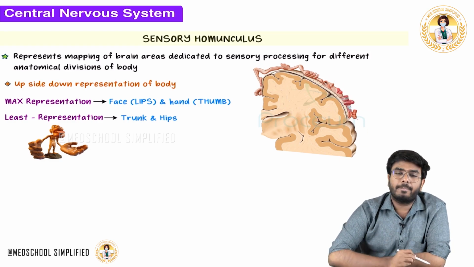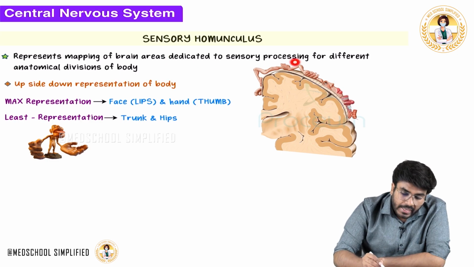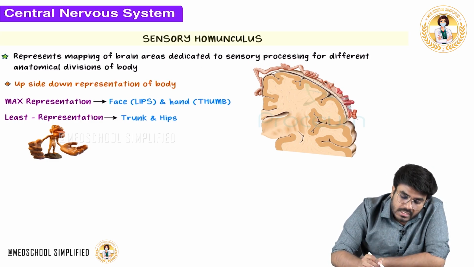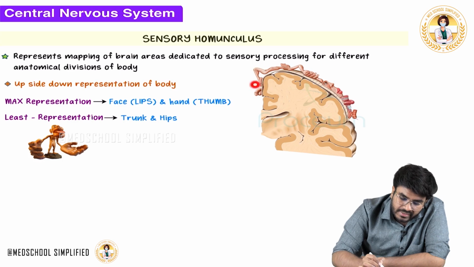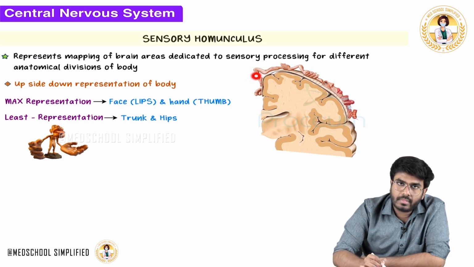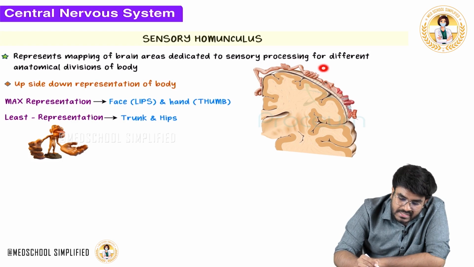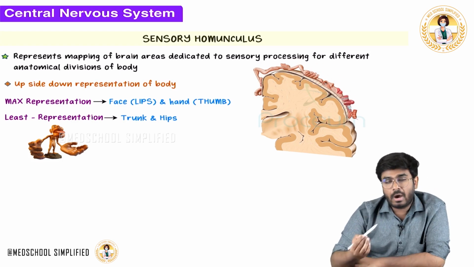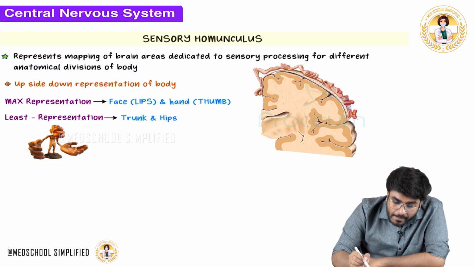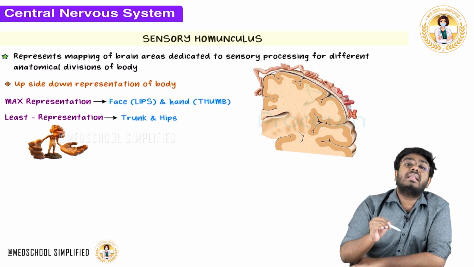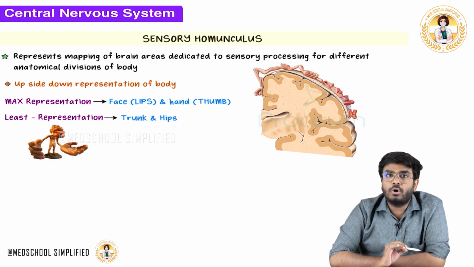I am mapping them based on what? Dedicated to sensory processing, which means this part of the cortex is receiving the sensations from the genitalia. This part of the cortex is receiving the sensations from the lower limb. Now this part of the cortex is receiving the sensations from the upper limb, this part from the thumb, this part from the face, this part from the mouth, this part from the lips, something like that. So we are mapping the brain areas for sensory processing. This is called the sensory homunculus.